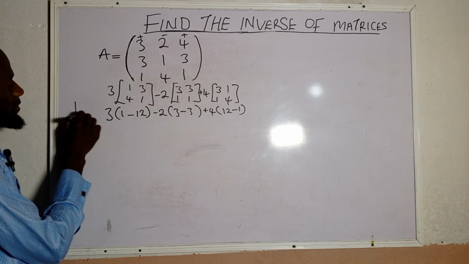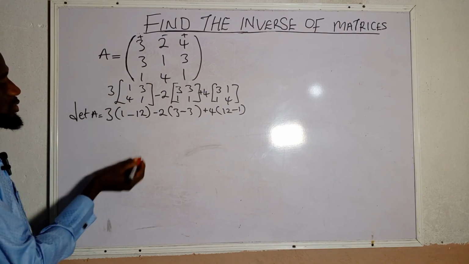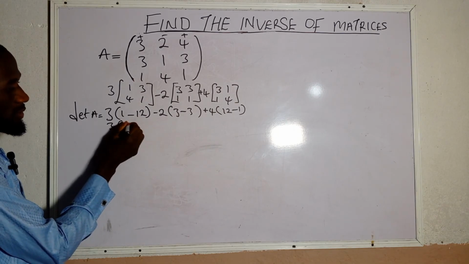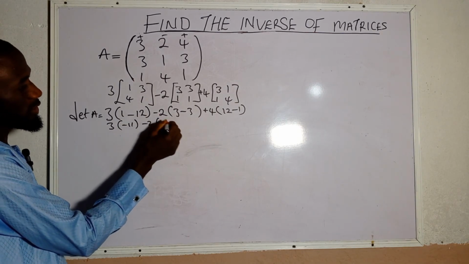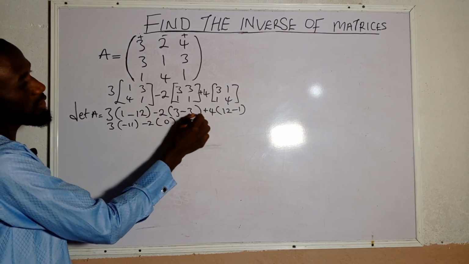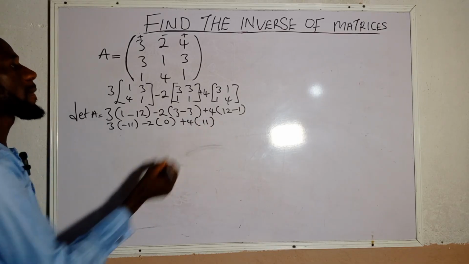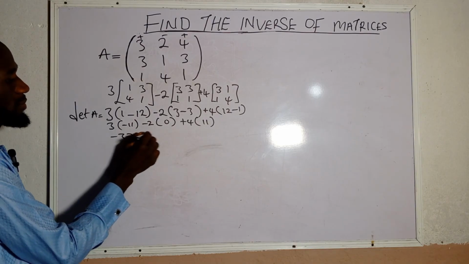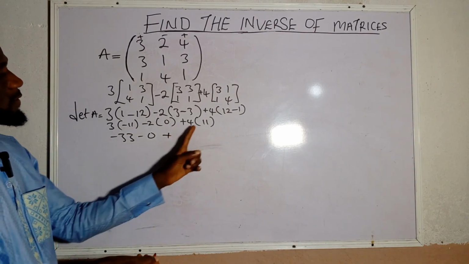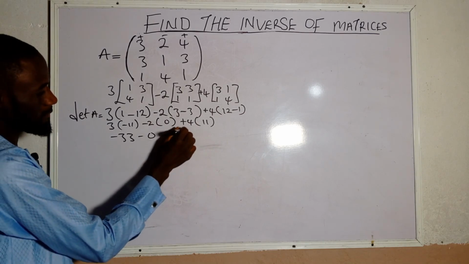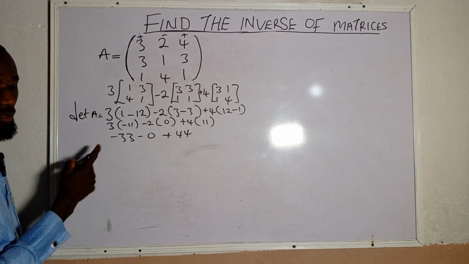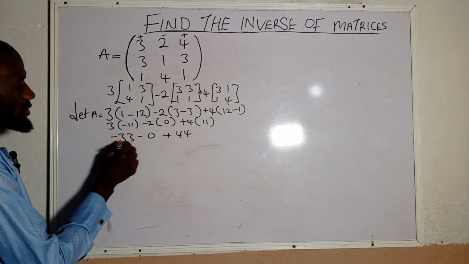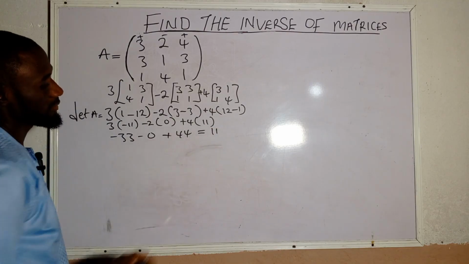Then the determinant of A is equal to 3 open brackets, 1 minus 12 is minus 11, minus 2 into 0, plus 4 into 11. We have 3 times minus 33, minus 0, plus 4 times 11, which is 44. Then we compute minus 33 plus 44, which is equal to 11.